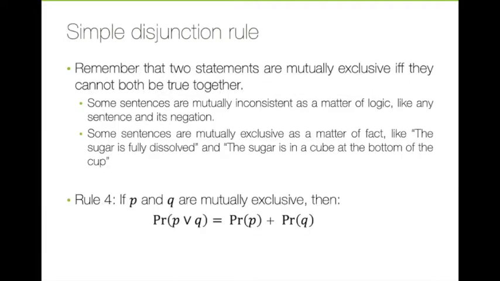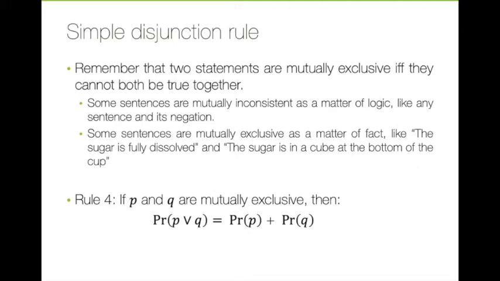The condition for our first rule for today is mutual exclusivity. So remember, two statements are mutually exclusive if and only if they can't both be true together. Some sentences are mutually exclusive or mutually inconsistent as a matter of logic. Remember our inconsistent sentences from when we looked at truth tables and proofs. An example would be a sentence and its negation. Those are mutually exclusive.